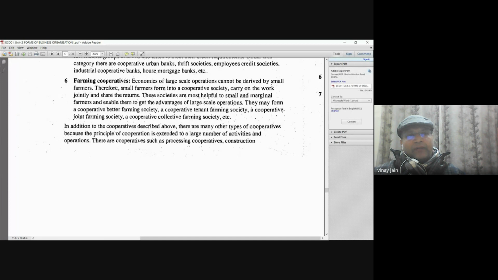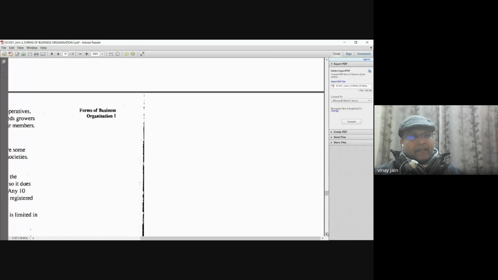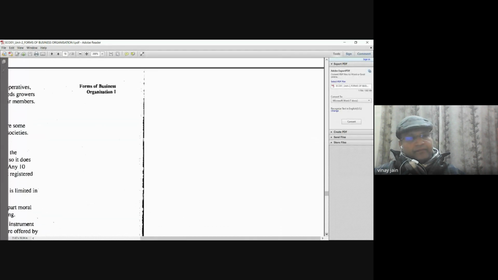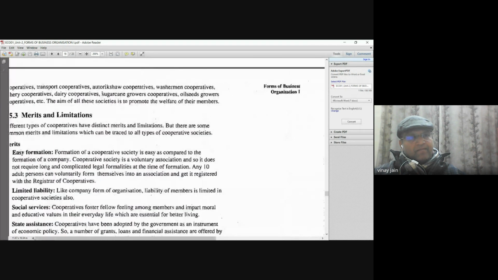In addition to the cooperatives described above, there are many other types of cooperatives because the principle of cooperation is extended to a large number of activities. So there are cooperatives such as processing cooperative, construction, that can also be classified. Transport cooperatives, auto rickshaw cooperative, washerman cooperative, this type of union they create.